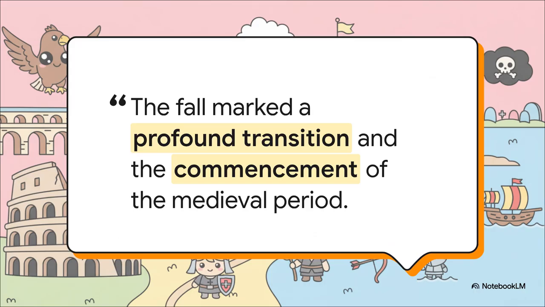So here's the bottom line. For centuries, Rome had been the glue holding everything together. Law, order, roads, you name it. When it disappeared, it left this giant power vacuum.